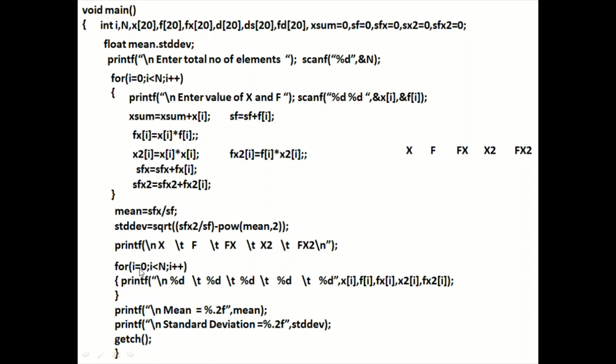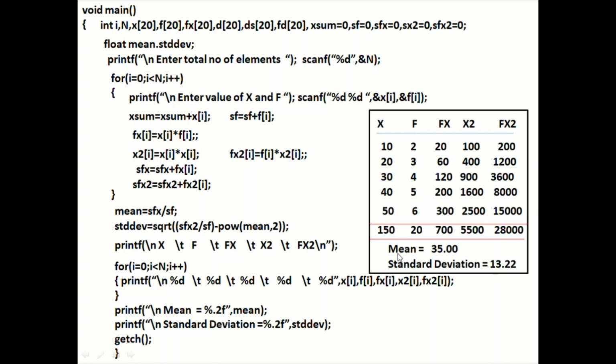Okay, the value of I is 0. Printf. First, x of I. What is x of 0? What was x of 0? 10. Then f of I, that is f of 0. What was f of 0? 2. You can see here 10, 2, 20, 100, 200 has been printed. Again it goes by the loop, and the next value is printed. You can see on the screen 20, 3, 60, 400, 1200. This process goes on till all the values are printed on the computer screen.